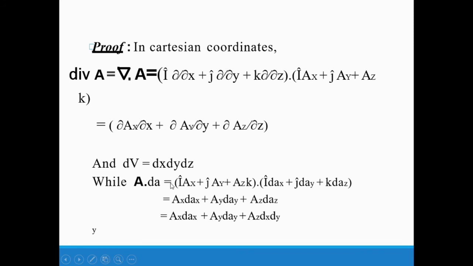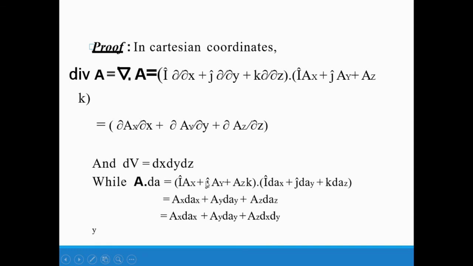We know that A dot dA is the surface integral. A is Ax i plus Ay j plus Az k vector, and dA is given by i dAx plus j dAy plus k dAz. Again doing the dot product, i dot i becomes 1, j dot j becomes 1 and k dot k becomes 1. Only three terms will exist. Since i dot i is 1, the coefficient of i is Ax, and the coefficient of the second i is dAx. So Ax into dAx, that we got over here.